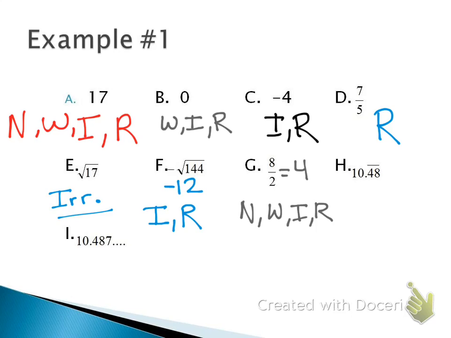Good. The next one, 10.484848 and so on. Rational, good. Anytime it's a repeating decimal, it's a rational. However, down on I, the ellipsis means it goes on forever with no sort of pattern associated with it. What would that be? Irrational, good.